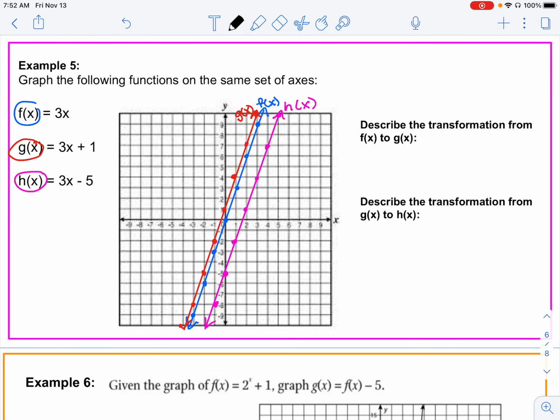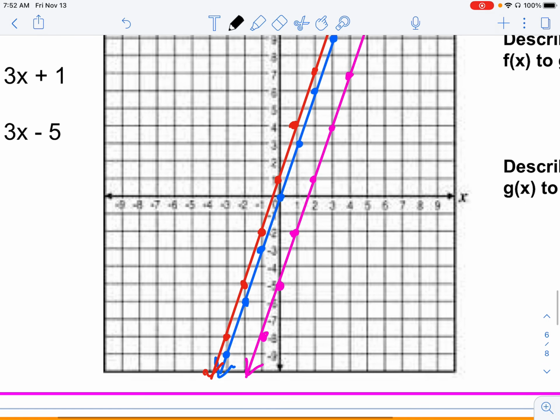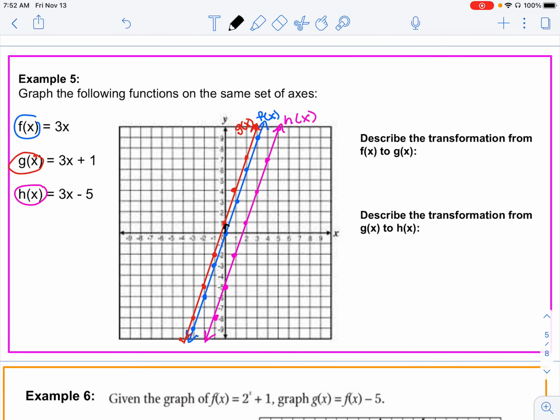So it says describe the transformation from f of x to g of x. Well, what happened from that blue line to the red line? It looks like all we did was shift this up 1 unit. So we can say the transformation from f of x to g of x is the graph of f of x is shifted up 1 unit.